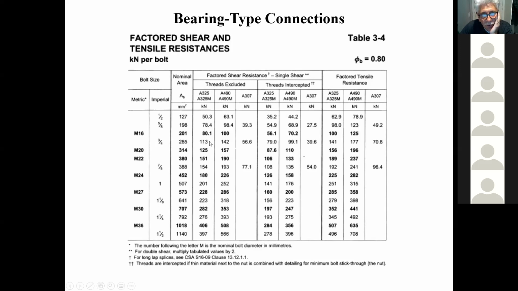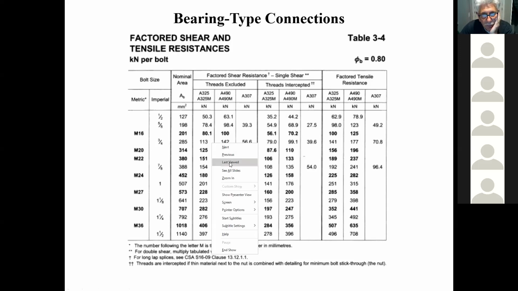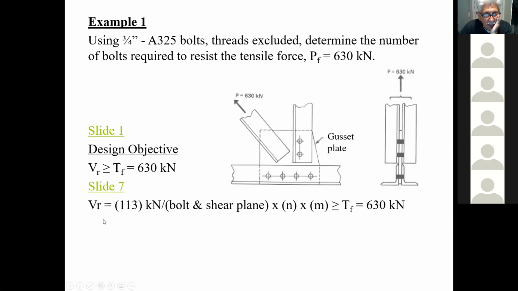Everybody follows that so far? This is my VR value for one bolt, and that's where I get the value from. So here I have a VR value of 113 per bolt, and of course, one shear plane. Then, depending on how many bolts I need and how many shear planes I need, that has to be greater than 630. So this is my equation, and I want to solve it to see how many bolts I will need to get a VR value greater than VF.